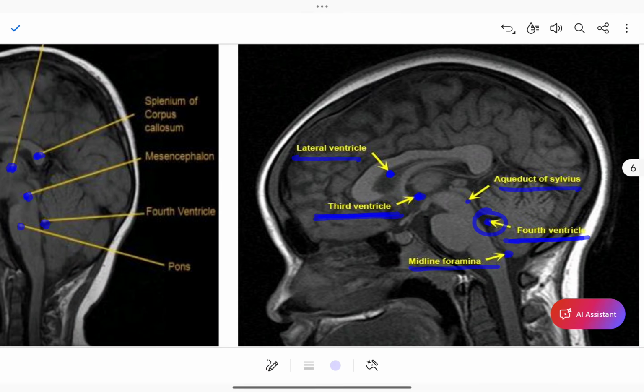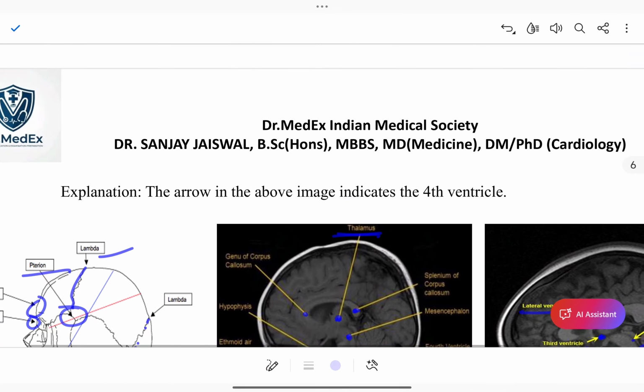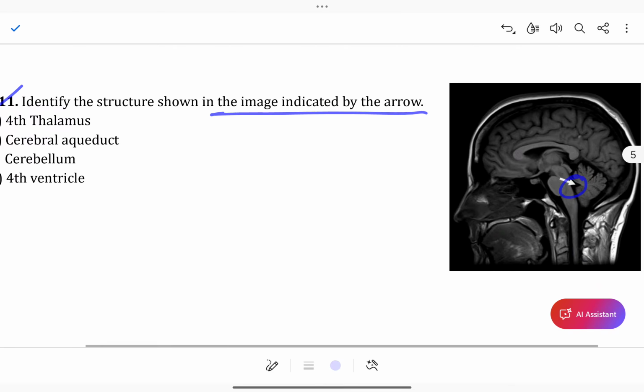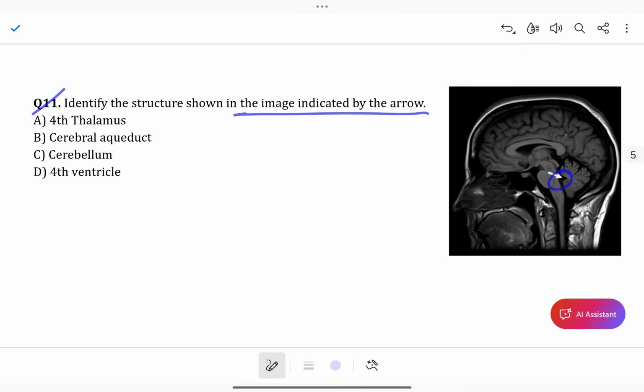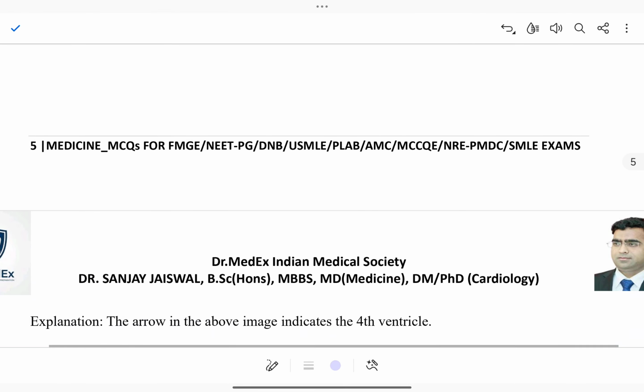Okay, so come to our question. Yes, this is our question. Identify the structure shown in the image indicated by the arrow. This is not thalamus. Don't make a mistake here, otherwise you will make a mistake. Option A, you will make a mistake. Cerebral aqueduct, cerebellum. No, cerebellum is at the back here. So this is the fourth ventricle. This is the fourth ventricle.